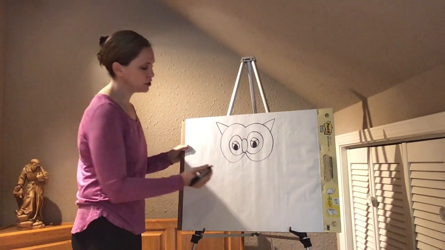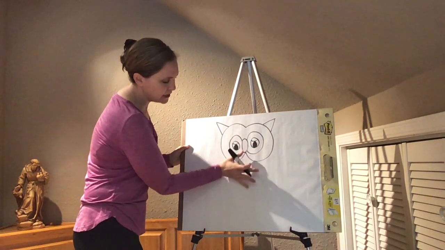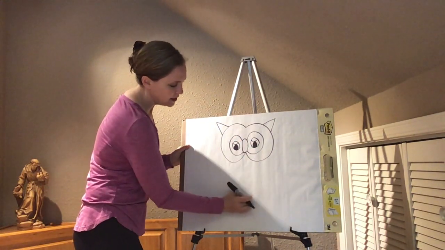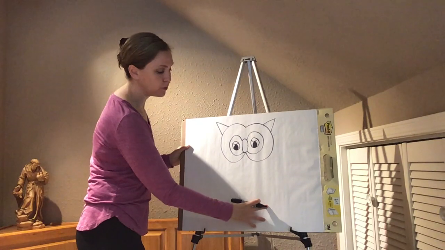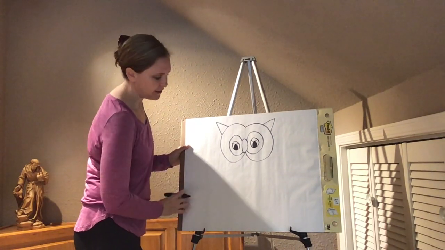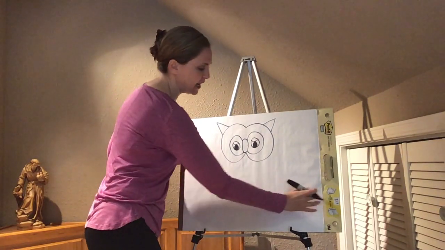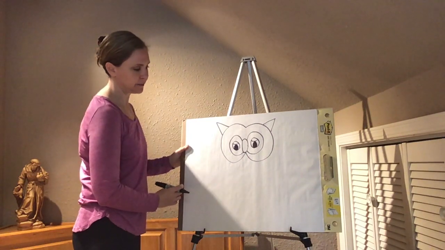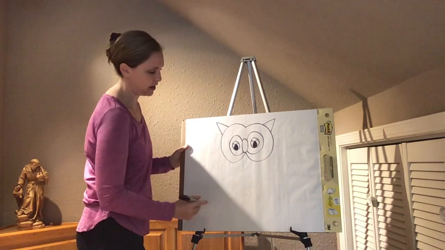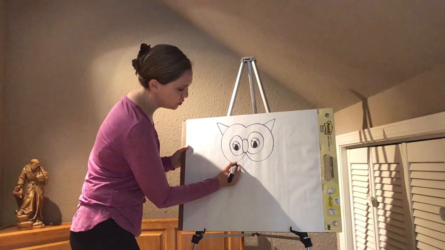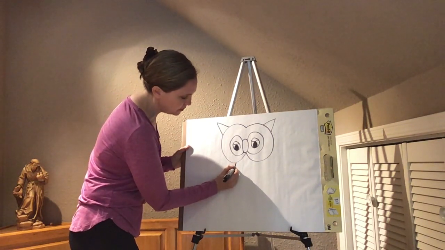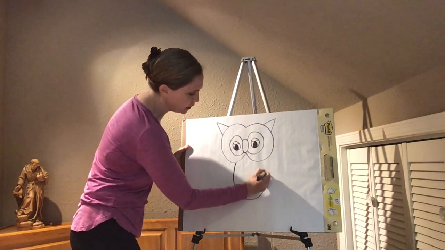Now I'm going to come down and do the body. I'm going to make it so that the body comes down, but I have enough room for the feet to add, and then I have enough room to add a little bit of scenery behind the owl as well. So I'm going to give him or her the belly, kind of like an oval.